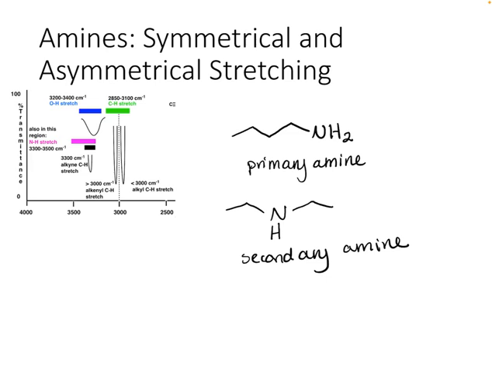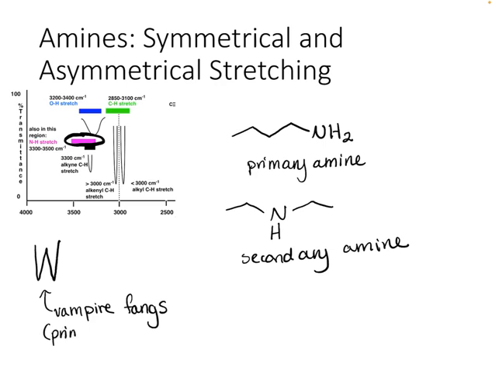So we said that nitrogen-hydrogen stretching occurs in this region, so around 3,500 to maybe 3,300, and sometimes that peak can show up like vampire fangs, which is kind of fun. Now, if you see these vampire fangs, you'll know you have a primary amine. Okay, so why is that?